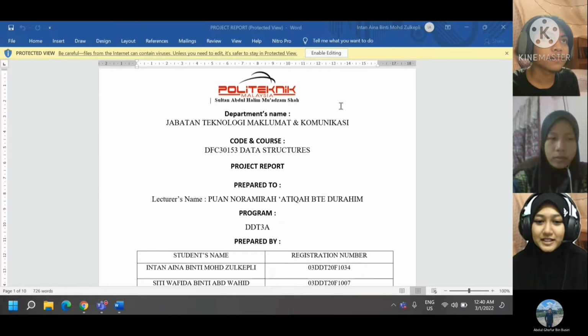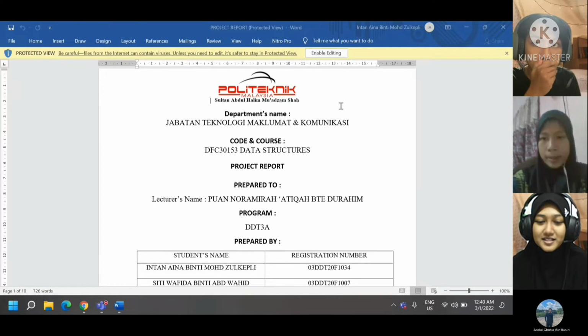Department name, Jabatan Teknologi Maklumat dan Komunikasi, code and course DFC30153 Data Structure. Project report, prepared for lecturer name, Puan Nur Amir Atikah binti Durrahim.